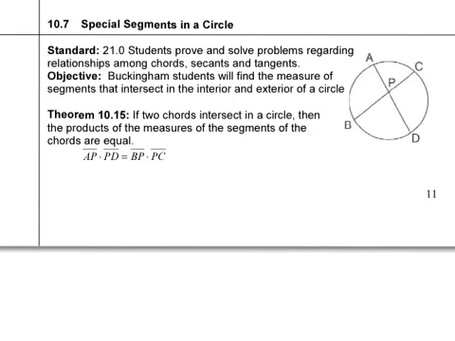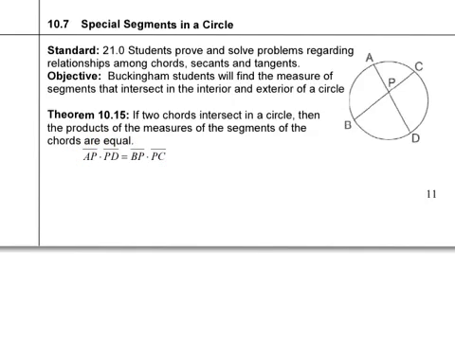And it says if two chords intersect in a circle, then the product of the measure of the segments, so this is a segment and this is a segment, of each of these chords are equal. So here's another segment and here's another segment are equal. So if I was to take this distance times this distance, it should equal this distance times this distance. So we have that little formula here, AP times PD equals BP times PC.